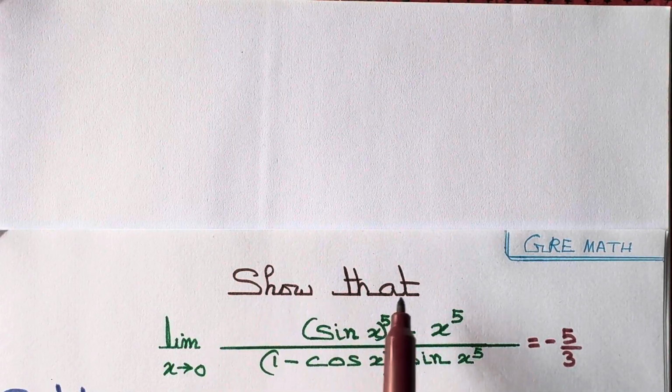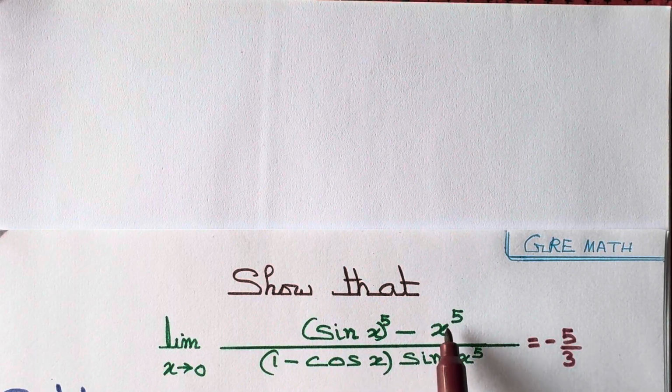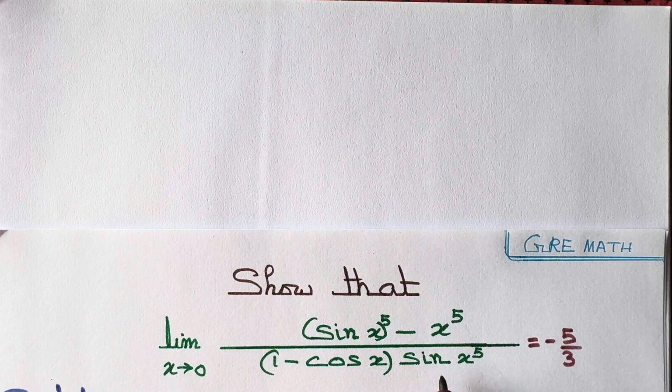In this video, we show that limit x tends to 0, (sin x)^5 minus x^5 divided by (1 minus cos x) and (sin x)^5 is just equal to minus 5 by 3.